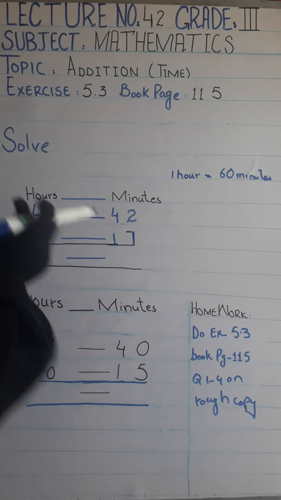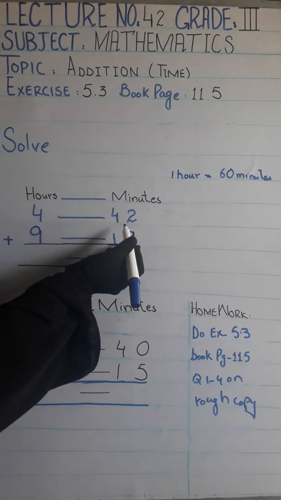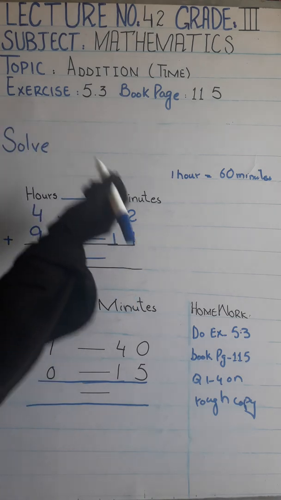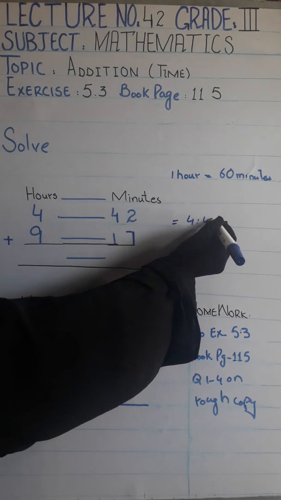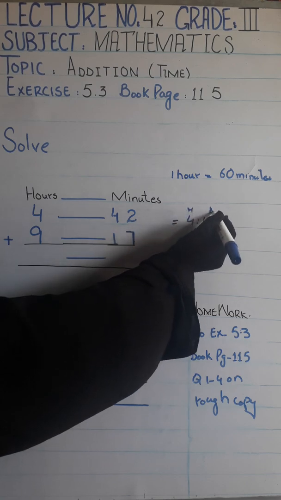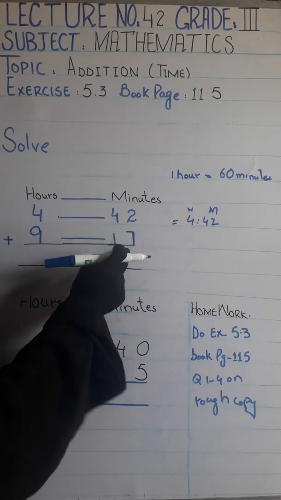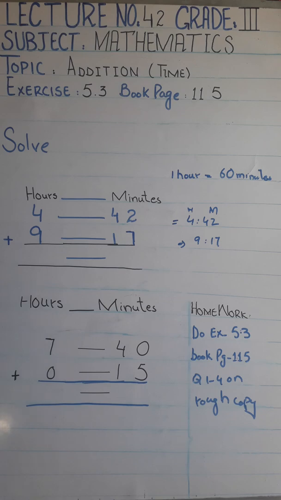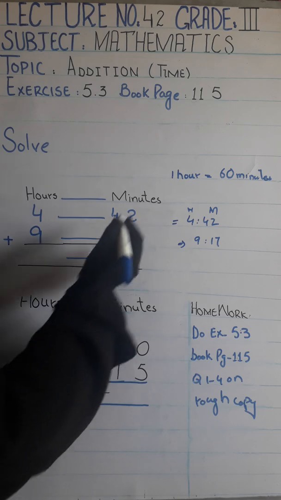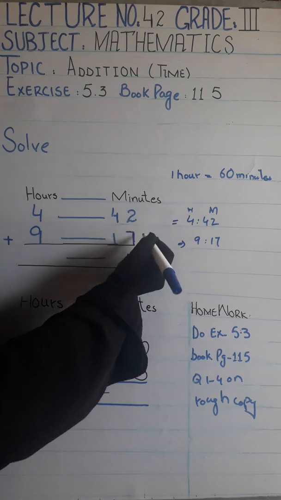Here, we have 4 hours and 42 minutes, and 9 hours 17 minutes. We add these two times. We add minutes to minutes and hours to hours. Clear? We arrange these numbers vertically. Look here. You add 2 and 7.